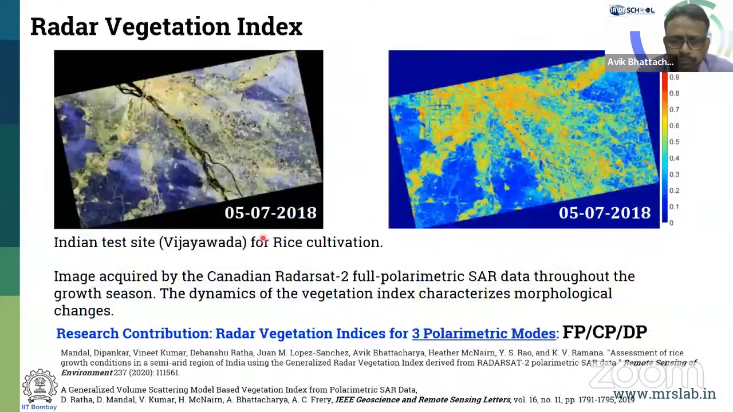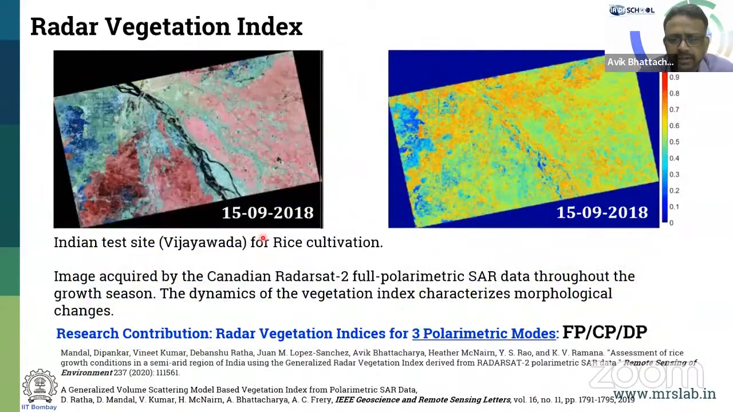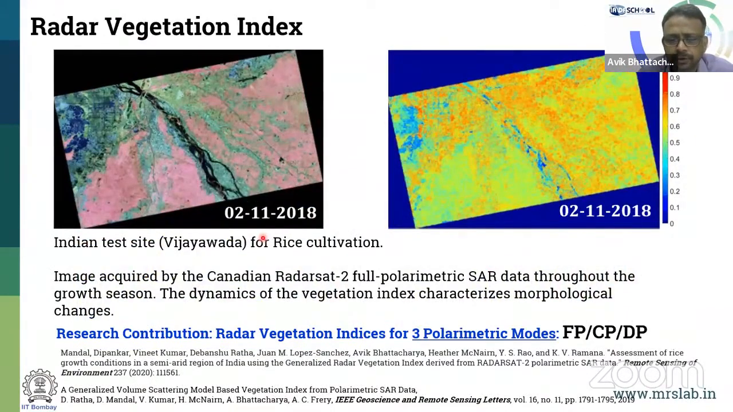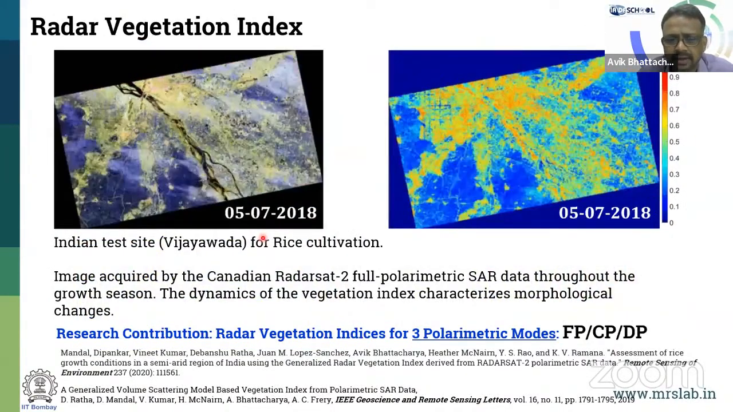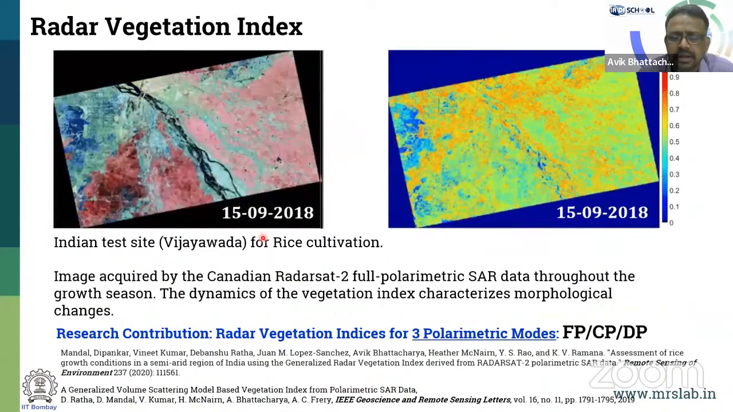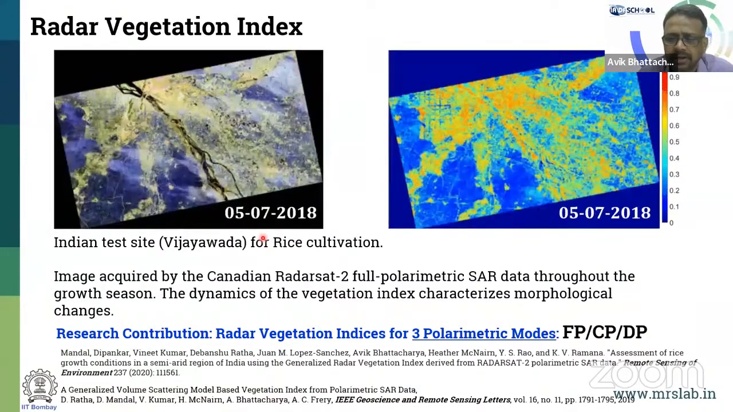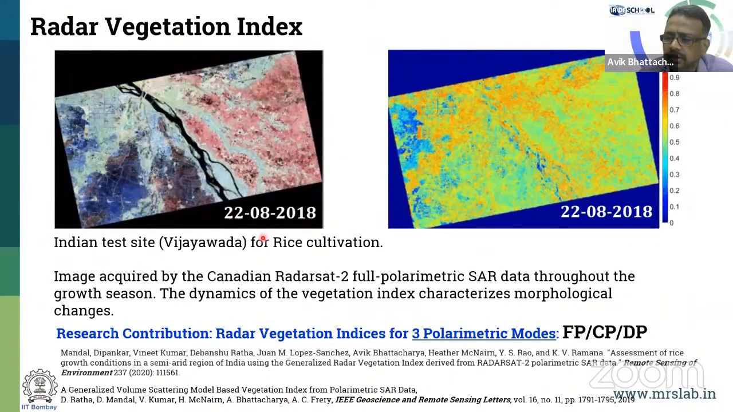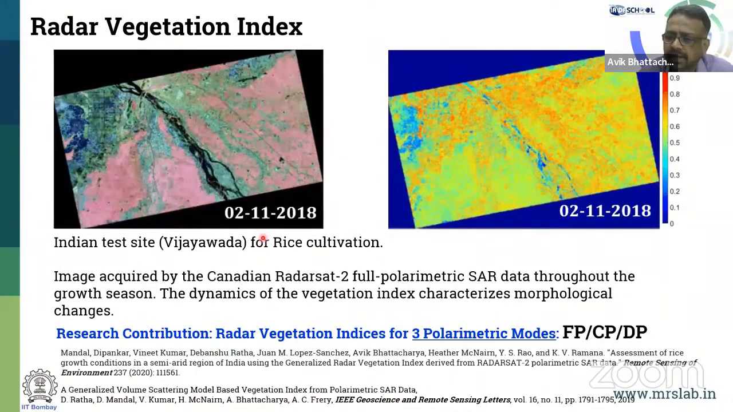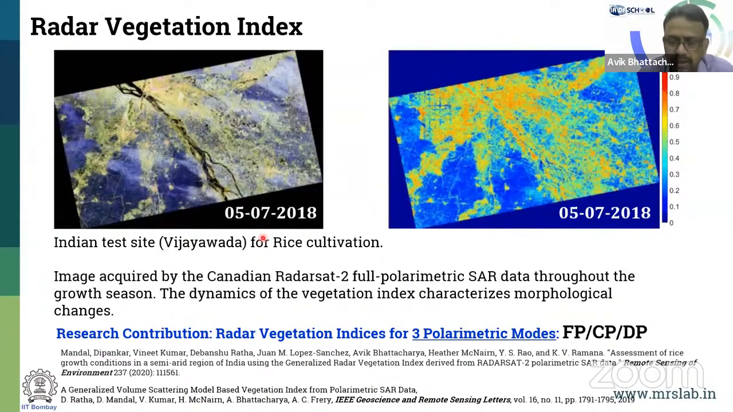So you can also see something over here, the same thing which I have shown before. You can see that this is for the rice cultivation. This is the image acquired from RADARSAT-2 full polarimetric SAR data throughout the growth season. And this characterizes the dynamic change of this index.